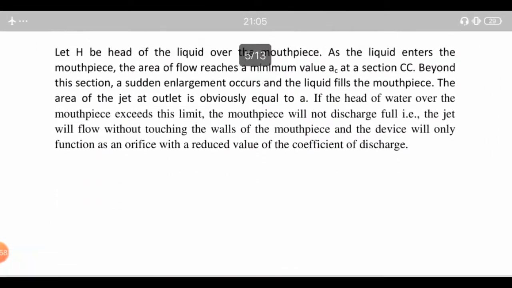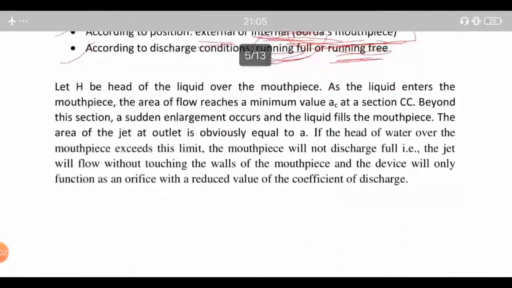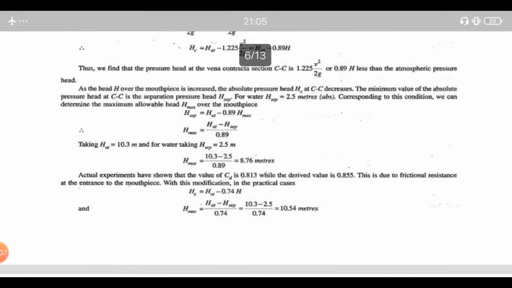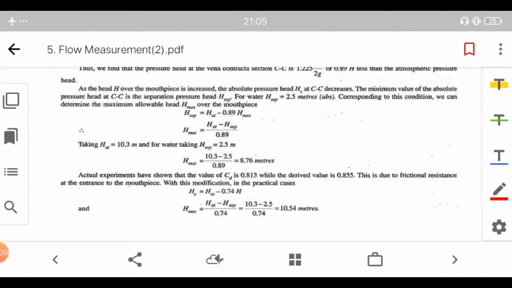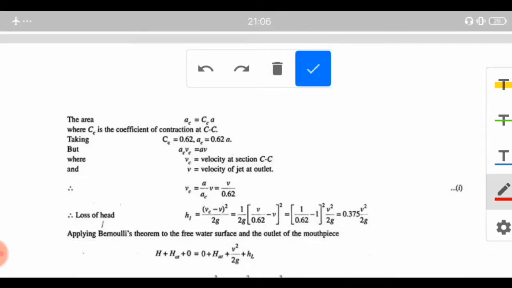And here we will discuss the discharge through the mouthpiece. The area at vena contracta, AC, is equal to Cc times the actual area, where Cc is the coefficient of contraction.